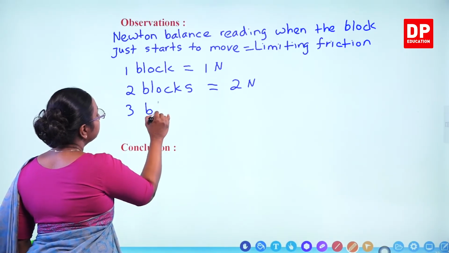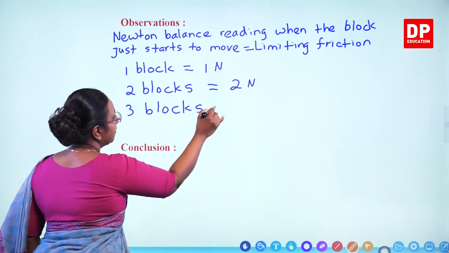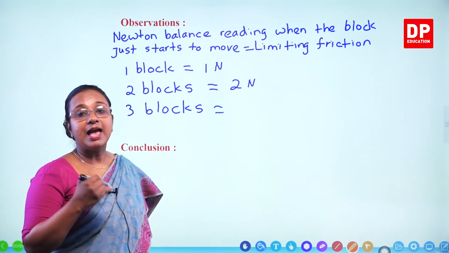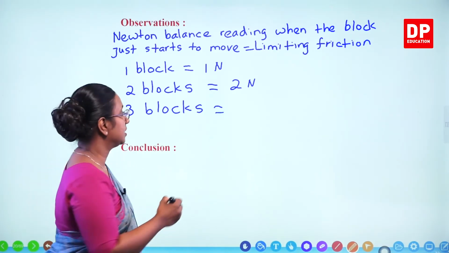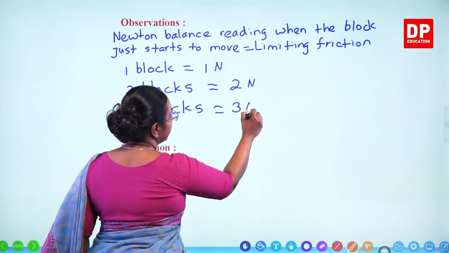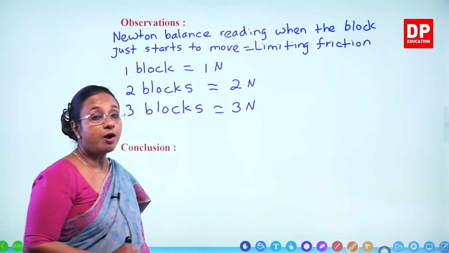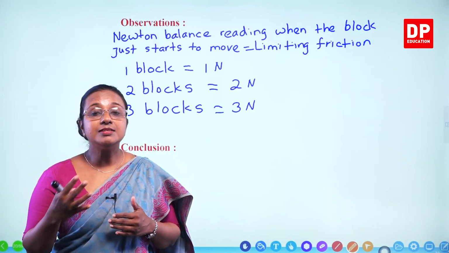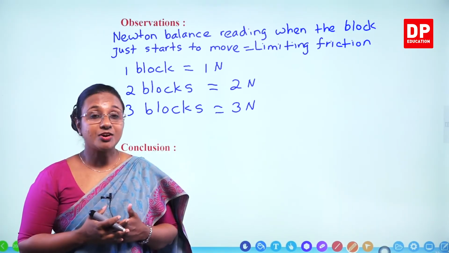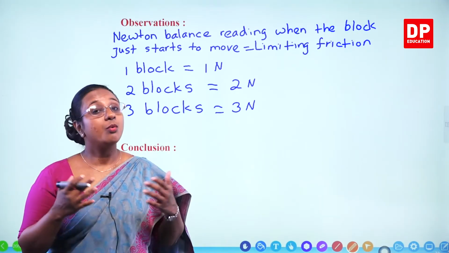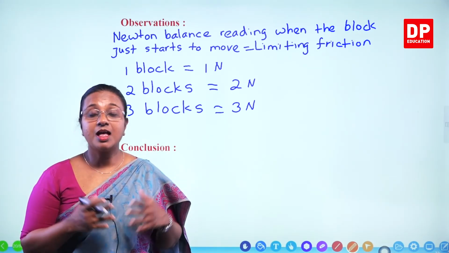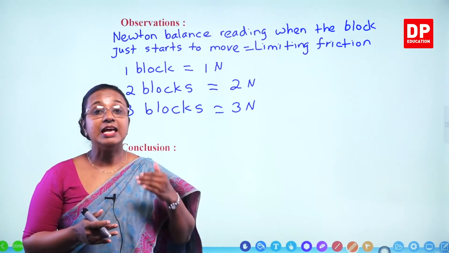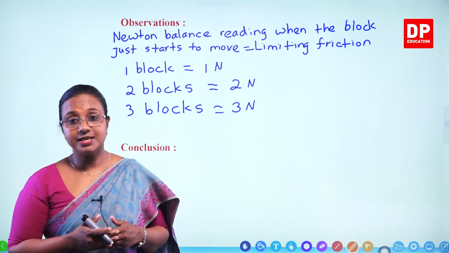Finally, we used 3 blocks, 3 blocks kept one on top of the other. And the Newton balance reading as when the block just started to move was 3 Newton. So from this, what can you understand? When we increase the number of blocks, the weight of the block increases. What is the other factor? The normal reaction or the perpendicular reaction increases with the increase in weight.